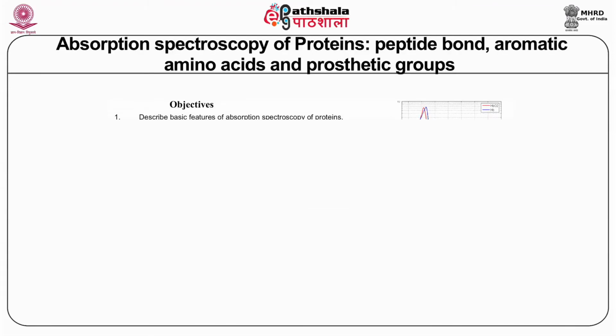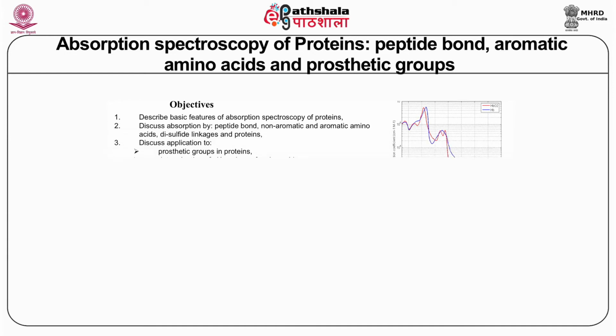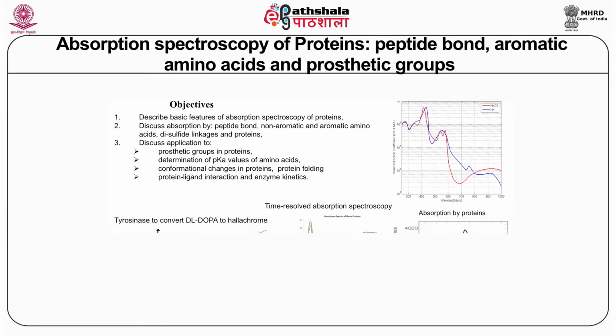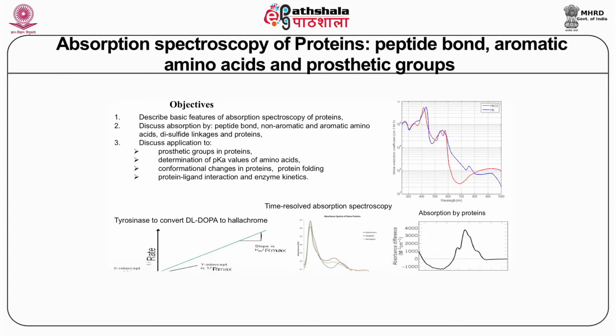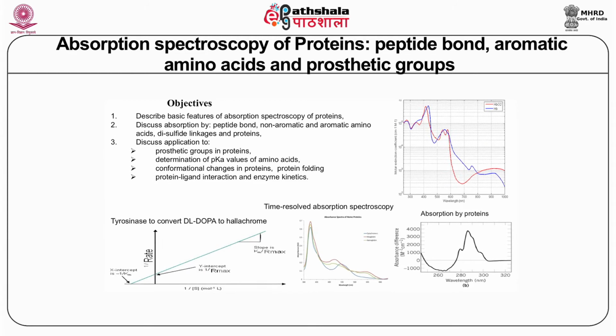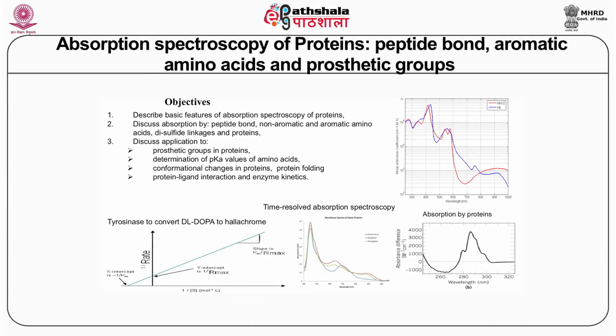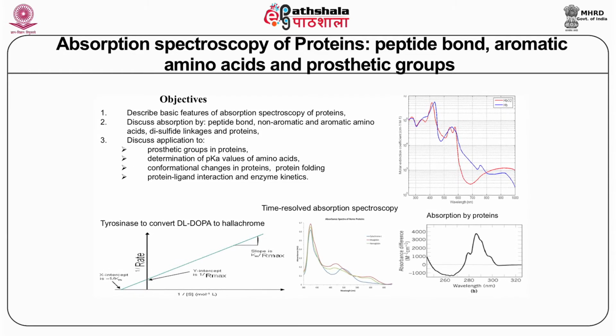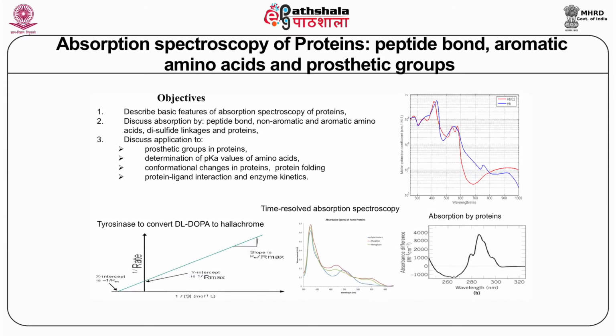Then you study the peptide, what is the contribution of the peptide in a protein, then aromatic amino acids, which range they absorb, and what is the application to determine the concentration, and so on and so forth. Prosthetic groups, those proteins which have an additional absorption other than the peptide bond, you have prosthetic groups like the heme group. So that will also contribute to the absorption spectrum. This will be discussed in a very detailed manner, and the role of the disulfide linkage and so on.